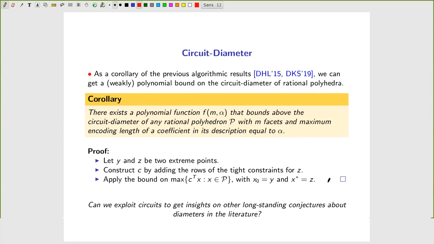And the last thing that I wanted to say is that, so this is good. Can we actually exploit this kind of circuit diameter result to get some new insight on some other long-standing conjectures about diameters in the literature? And this brings me to the last thing that I wanted to mention, that is related to the TSP polytope.